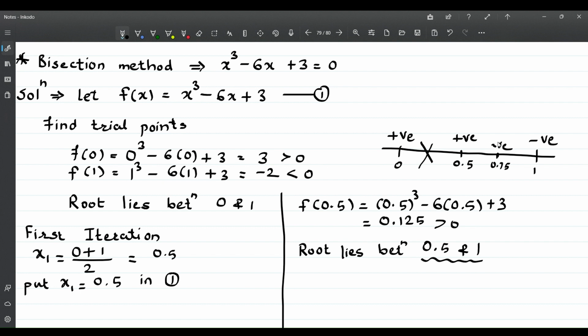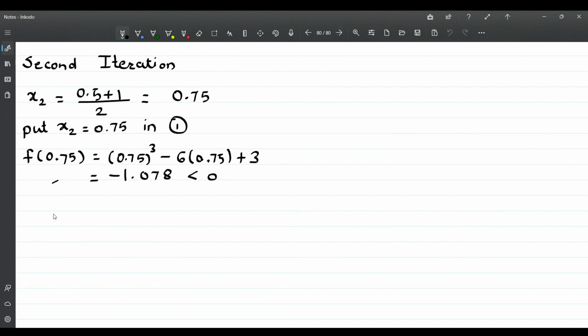So we have new trial point 0.75, and the answer of this is negative. So which side will get cancelled? This side will get cancelled. Then root lies between these two trial points, that is 0.5 and 0.75. So we'll write here: root lies between 0.5 and 0.75.